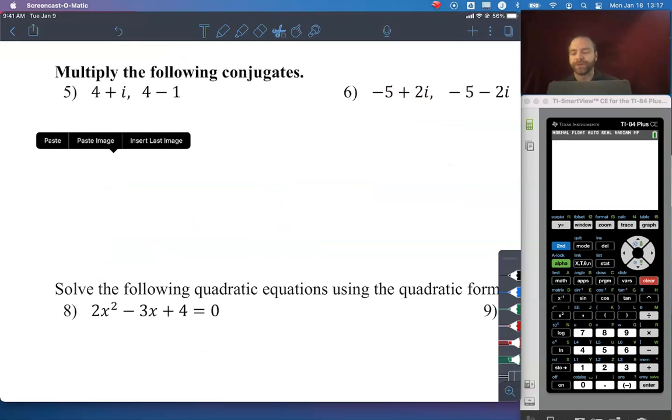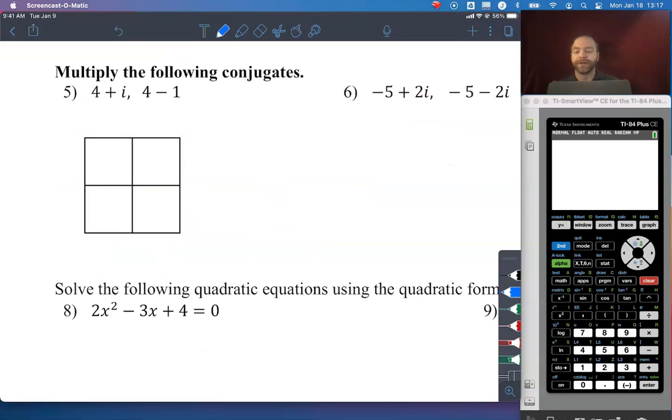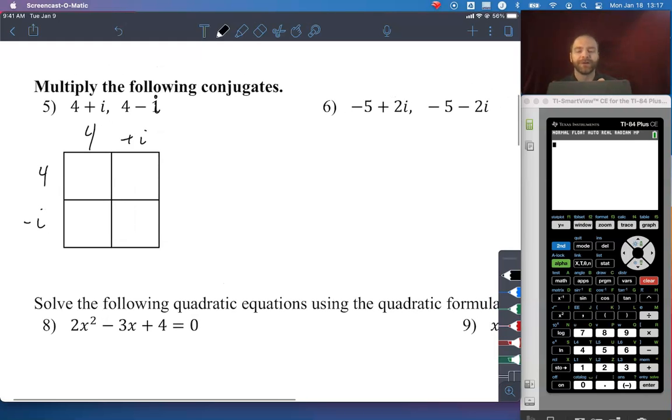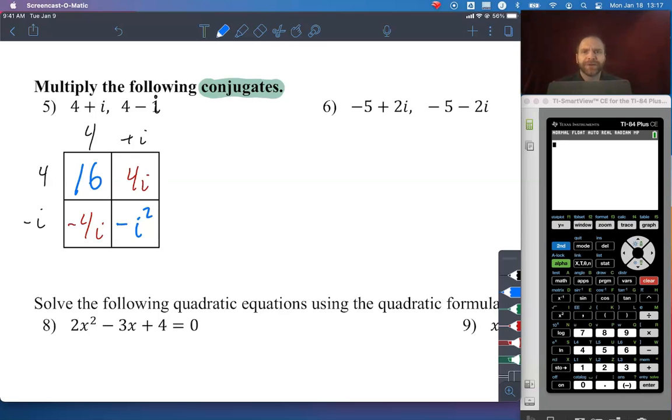So here we go. I'm going to set up the area model, and I'm going to put my 4 plus i on top, and I have a 4 minus i on the bottom. After we do the first example, I'm going to refresh your memory on what a conjugate is. So let's do this. I have 4 times 4, so that's 16. I have 4 times i, that's 4i. 4 times negative i is negative 4i. Now, a positive times a negative is a negative i times i, which is i squared.